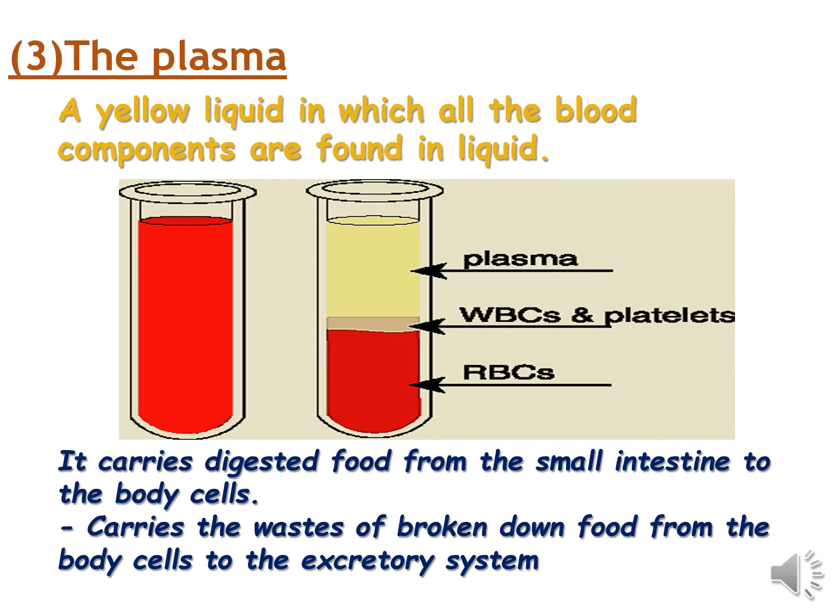Its function: it carries digested food from the small intestine in the digestive system to the body cells, and carries the wastes of food from the body cells to the excretory system. So plasma, its function, carrying foods and wastes. Carries foods from the digestive system, from the small intestine to all body cells. Then carries wastes from cells to the excretory system.